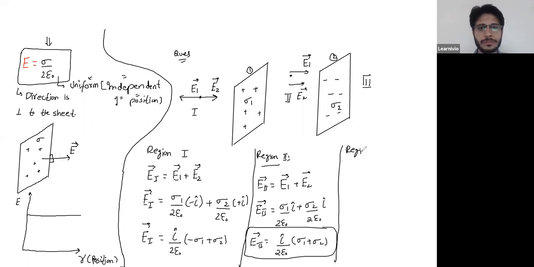For region 3, direction of field in region 3 due to this positive sheet. Left side. Left, it's a positive sheet. Okay, right side. It's always away from the charge, no? So away from the sheet is this right hand side. And what about due to this negative sheet? Left side.